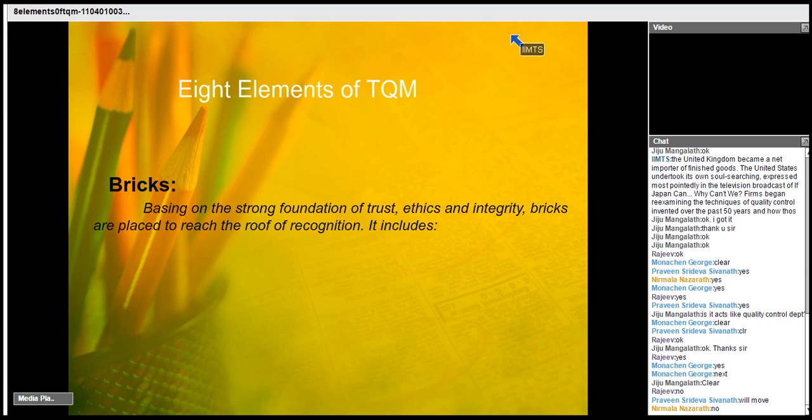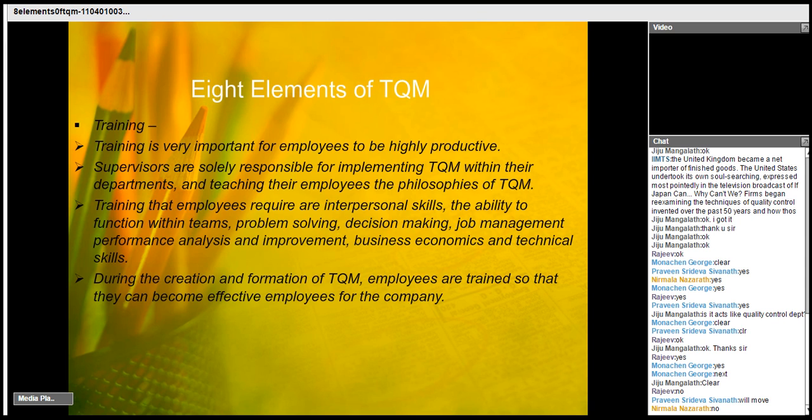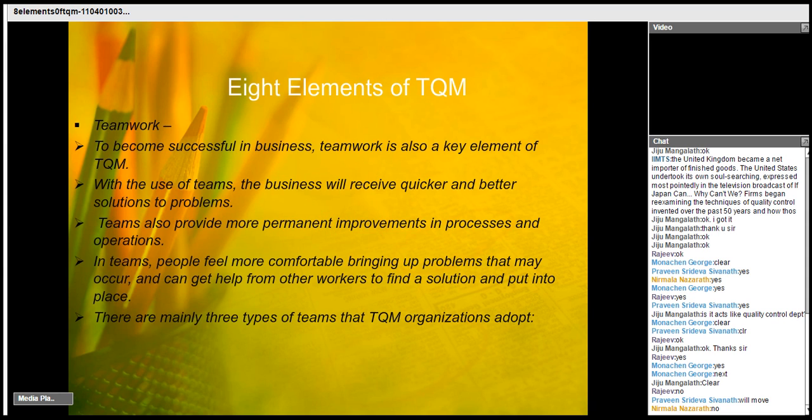Bricks. You all know, all our houses are made of bricks. So bricks are the foundation part. Based on the strong foundation of trust, ethics and integrity, bricks are placed to reach the roof of recognition. It includes training. Training, you all know.